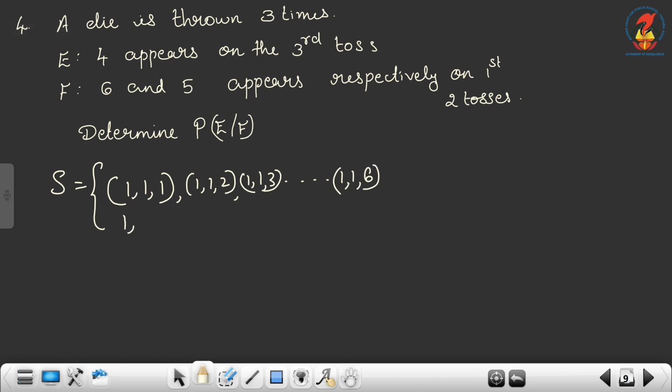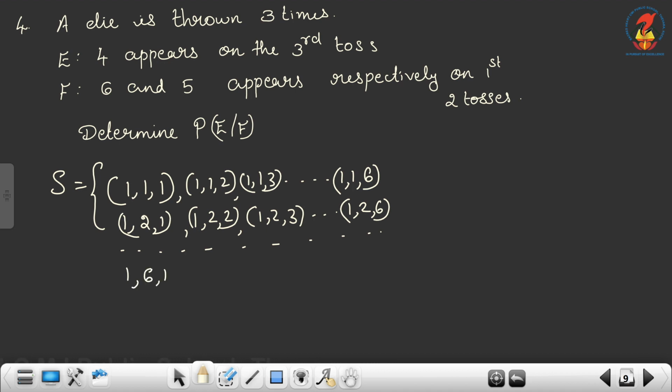Now the second row, the middle one you can change. 1, 2, 1; 1, 2, 2; 1, 2, 3; like 1, 2, 6. The next is 1, 3, 1; 1, 3, 2 like that. Then 1, 4, 1; 1, 4, 2; 1, 5, 1; 1, 5, 2, etc. So the last row: 1, 6, 1; 1, 6, 2; 1, 6, 3; 1, 6, 6.